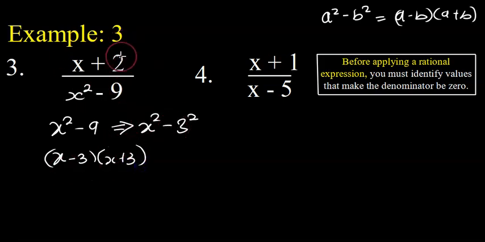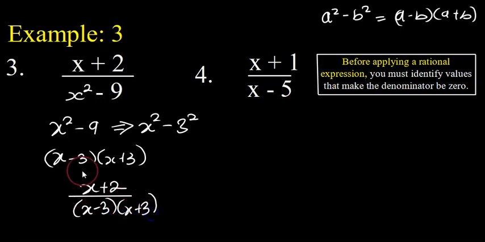Now let's go back to the question. We will write our question back. This is going to give us x plus 2, which is our numerator, divided by x minus 3 and x plus 3. At this point, we need to cancel out common terms. What are the common terms that we can cancel out from there? We're really not cancelling, but from this we're going to find out what the values are.